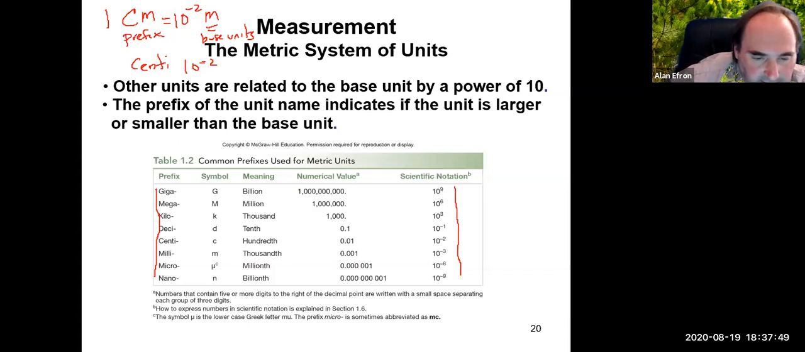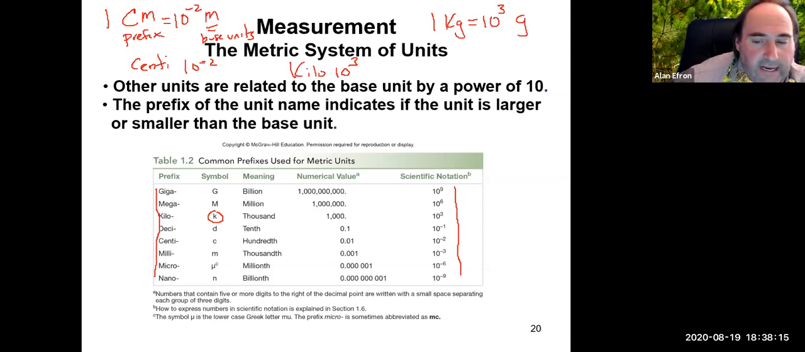So for example, let's take a look at kilo. Kilo is 10 to the 3. So if we were looking at kilograms and grams, what that would mean is in one of the prefix units, which is kilograms, there would be 10 to the 3 grams. And again, very common mistake that people make when they do that. They always have that conversion backwards. It doesn't matter what the base unit is, it will still work the same way.